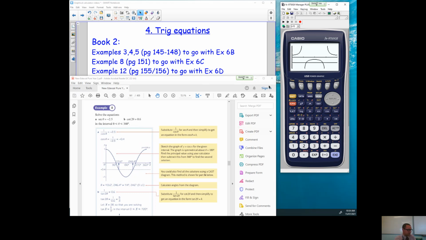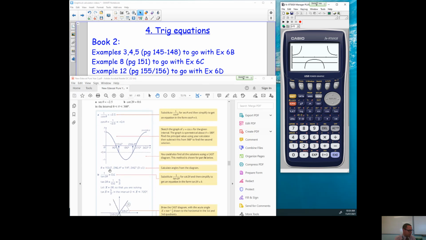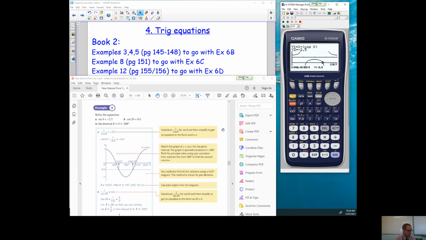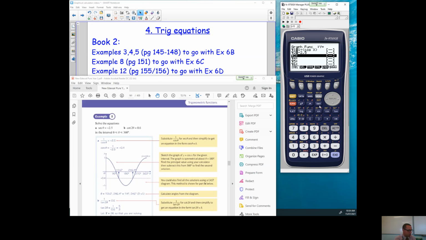And that looks immediately good, because I've already got the range correct from my previous example. So when we solve this, we should get solutions of 113.6 and 246.4. So let's just check that we get those. So G-solve intersect. So 113.6, that looks good. And 246.4, that looks good as well. Fantastic.